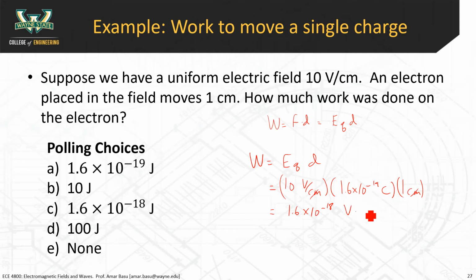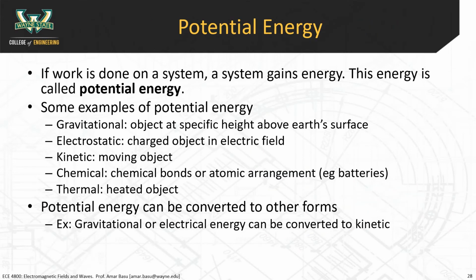volts times coulombs. Now, I just want to make everyone aware of the definition of a volt. 1 volt is equal to 1 joule per coulomb. Okay, that's the definition of electrostatic potential. We'll talk about that more later. So this joules per coulomb times coulomb, that cancels, and you're just left with joules. Okay, so the electric field is moving a charged particle through a distance, and the correct answer here is C. Okay, so nice. Good start on that.